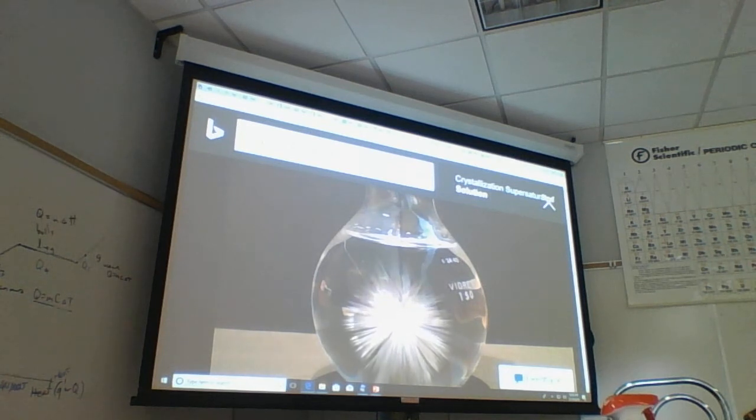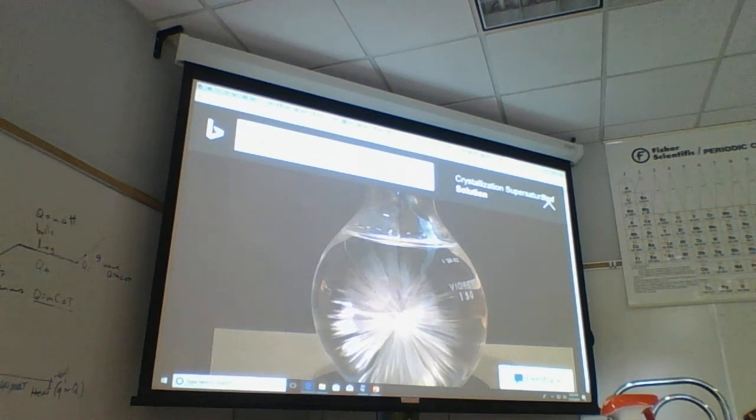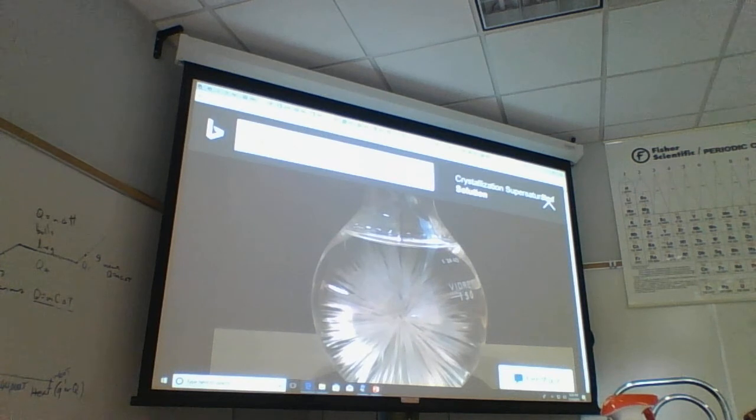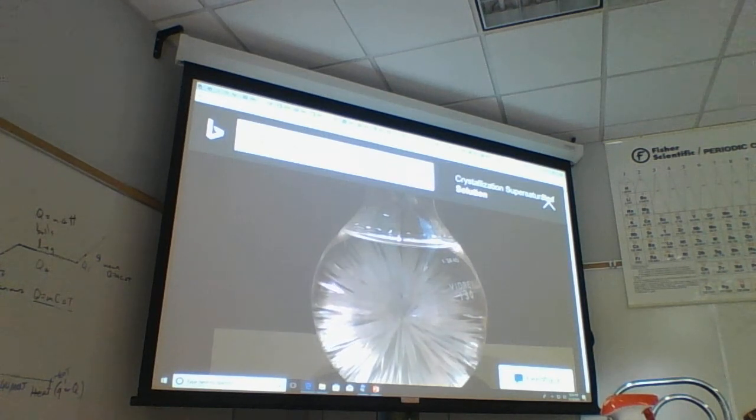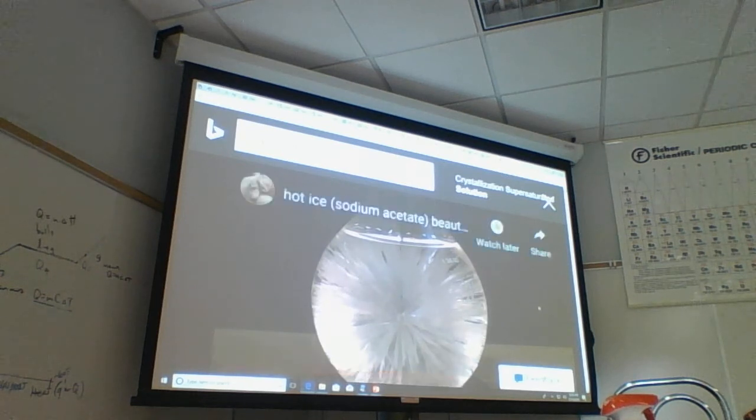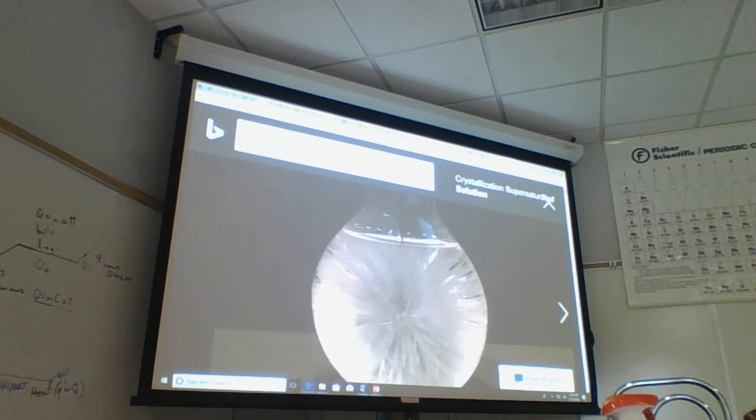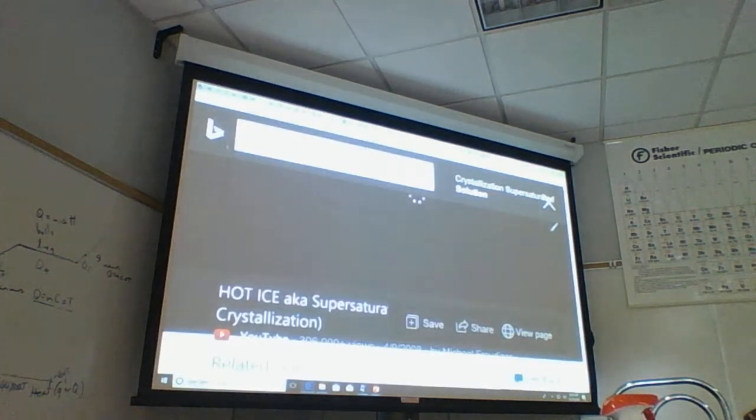Seed crystals on a stick. Sometimes scratches will help. Sometimes other ways will help to get the crystals nucleated and start growing. So it forms very nice needle-like crystals. That's what happens with the supersaturated solution.